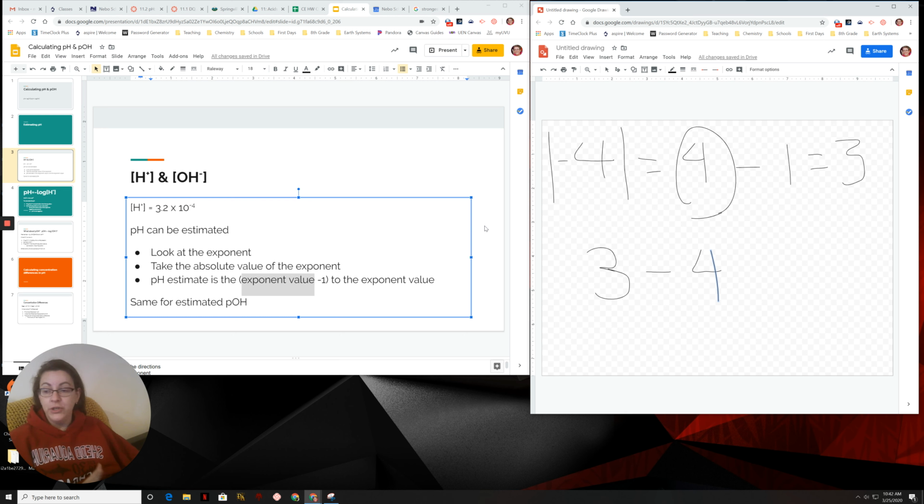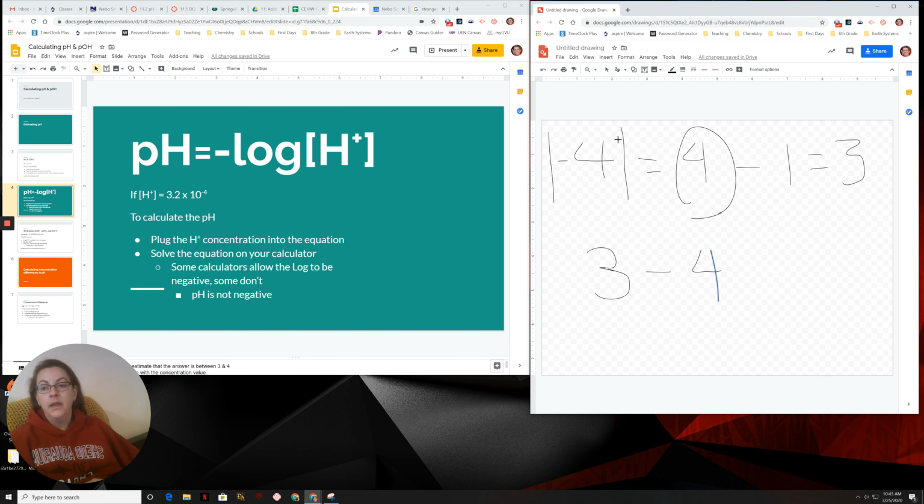Okay, you can do the same thing with pOH. If you are given a hydroxide concentration value, I can look at the exponent on the hydroxide and determine the estimated range of your pOH the exact same way.